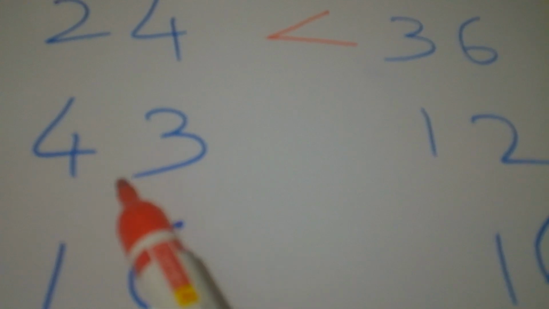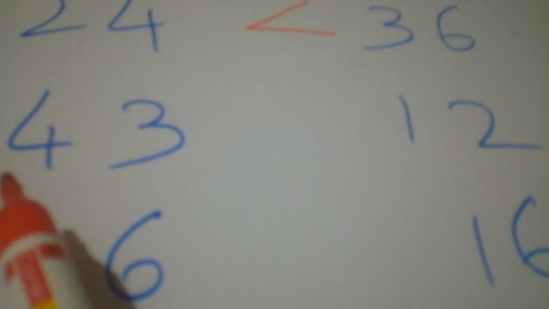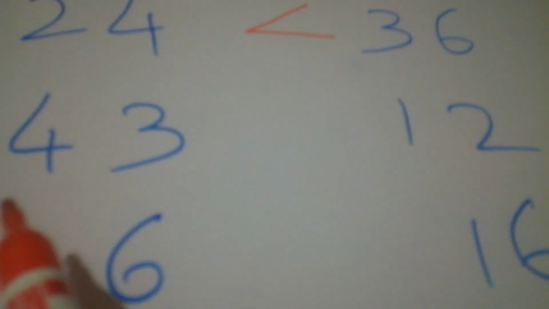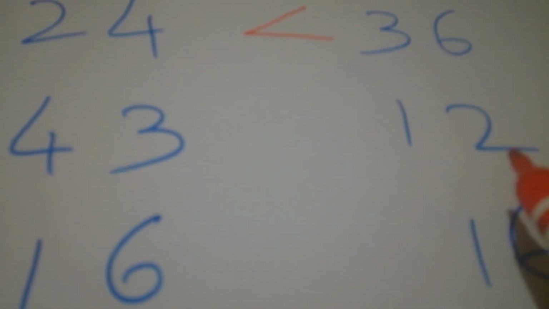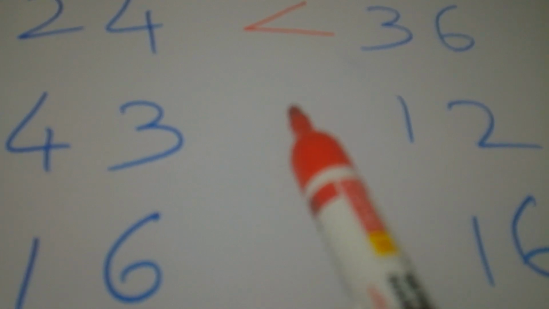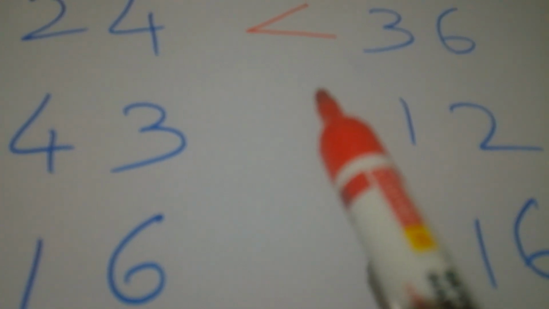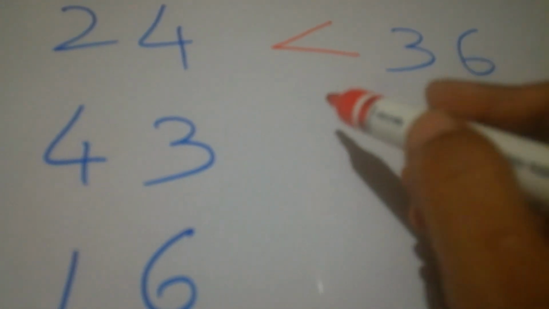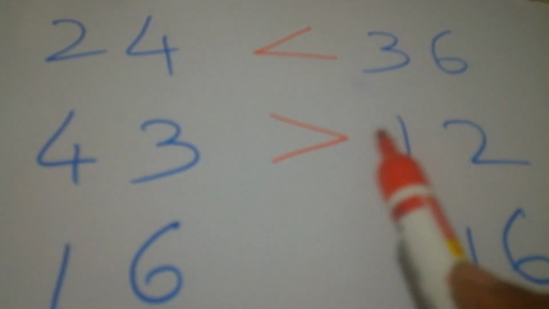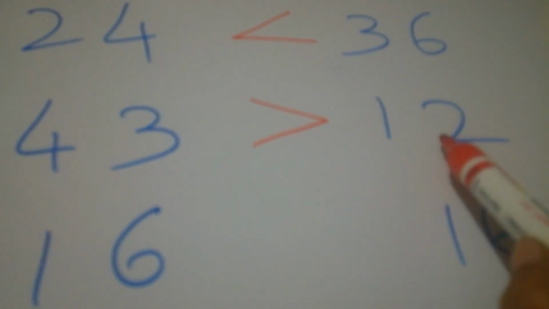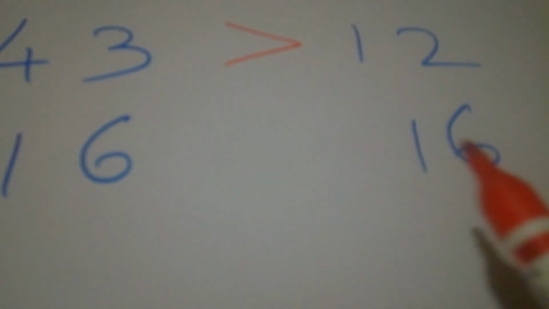Now see the next one. Here we have 43 and 12. First see the tens place digit. Here 4 and here 1. So 4 is greater than 1. So 43 is greater than 12. Now here we have to write greater than symbol. Greater than symbol means the mouth should be pointing towards the left. So 43 greater than 12.